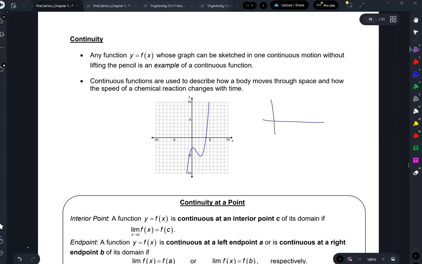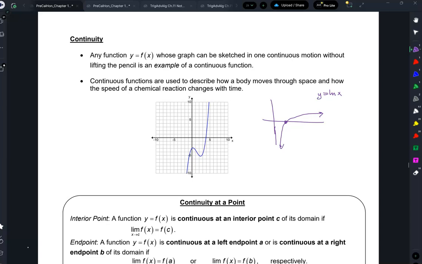Like y equals ln of x looks like this. The domain of this is not all real numbers, but this is a continuous function because you can draw the whole thing with no gaps, right? So the two are not really the same thing. It does have a vertical asymptote, but if a function is continuous over its domain, then it's continuous.